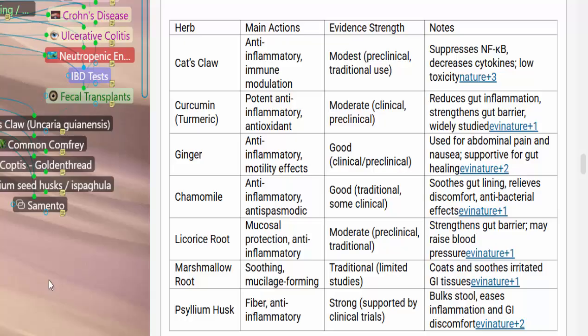And psyllium husk. For fiber, it's anti-inflammatory. Here we see strong evidence supported by clinical trials. It bulks the stool, eases inflammation, and GI discomfort.